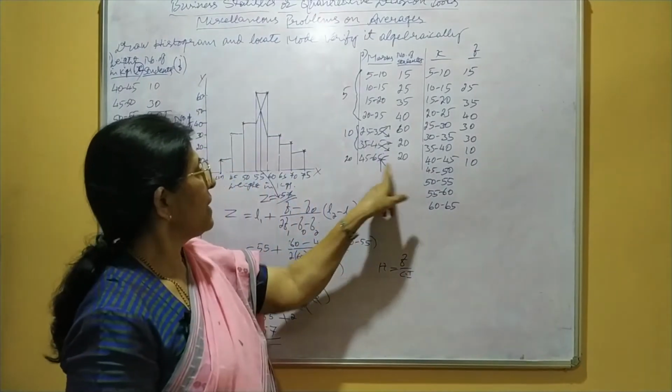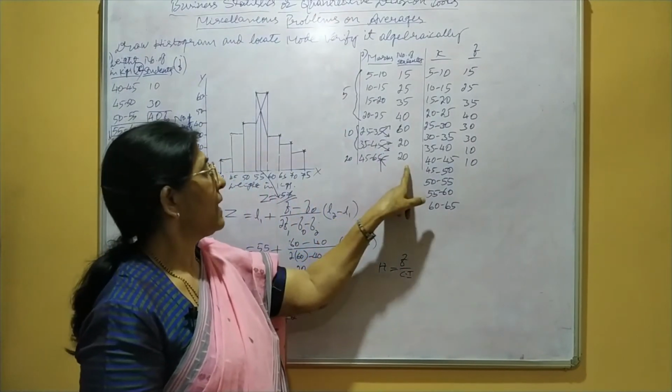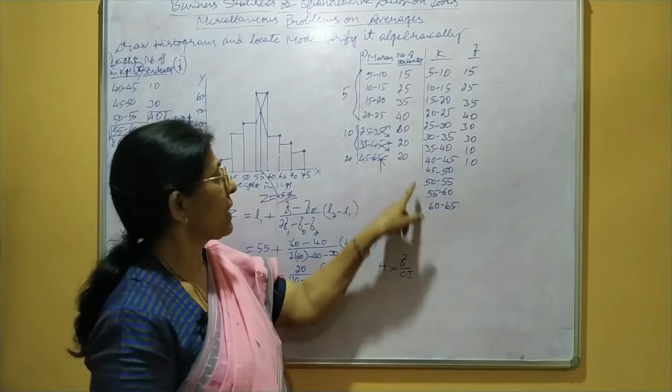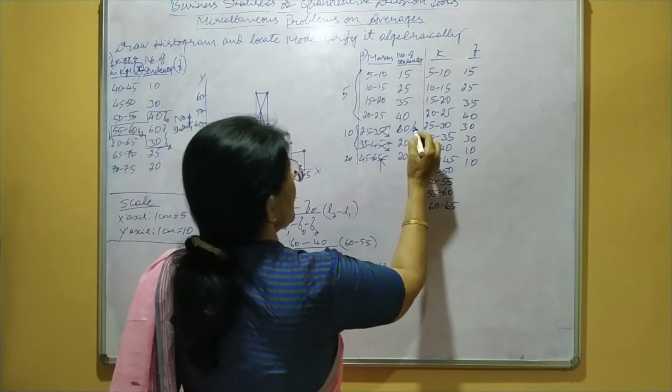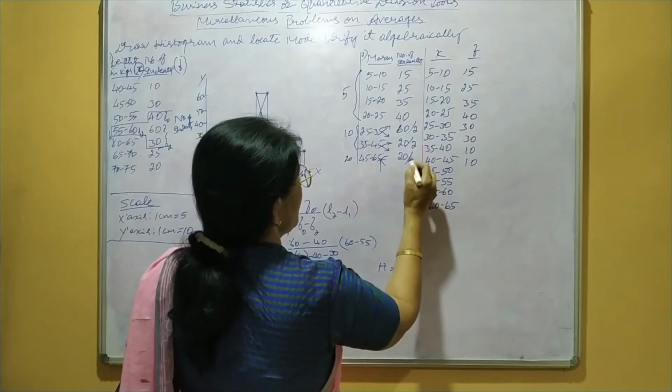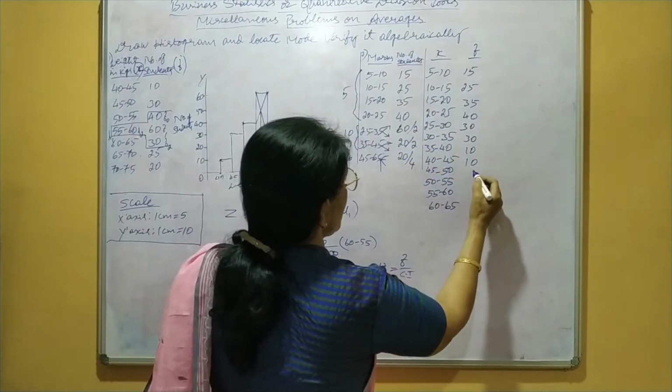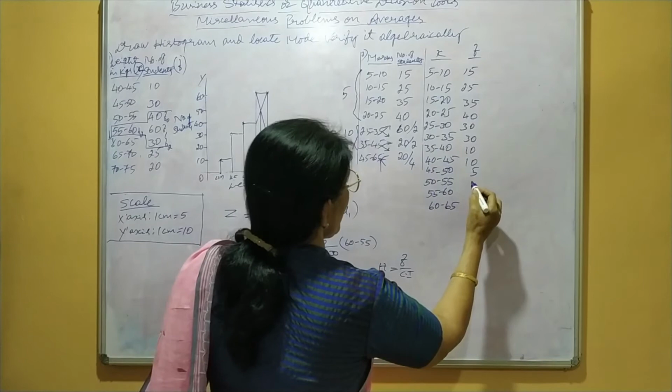Then 20 in this class, 20 has been split into 4 classes. Therefore, divide it by 4. That means 20 divided by 4, 5.